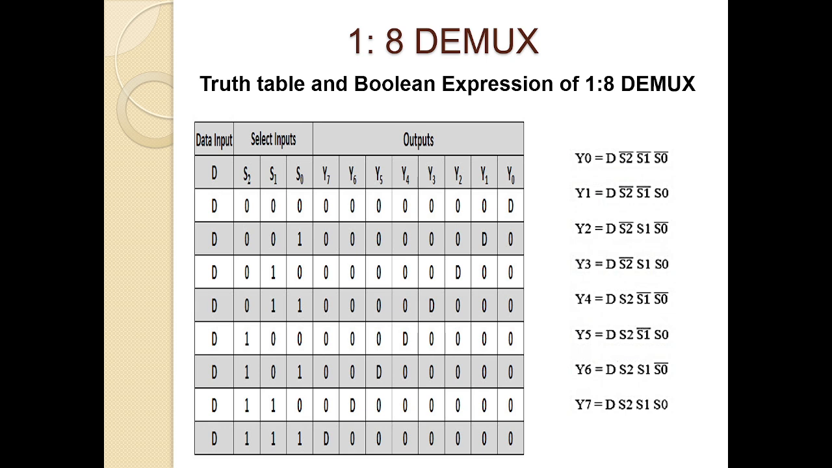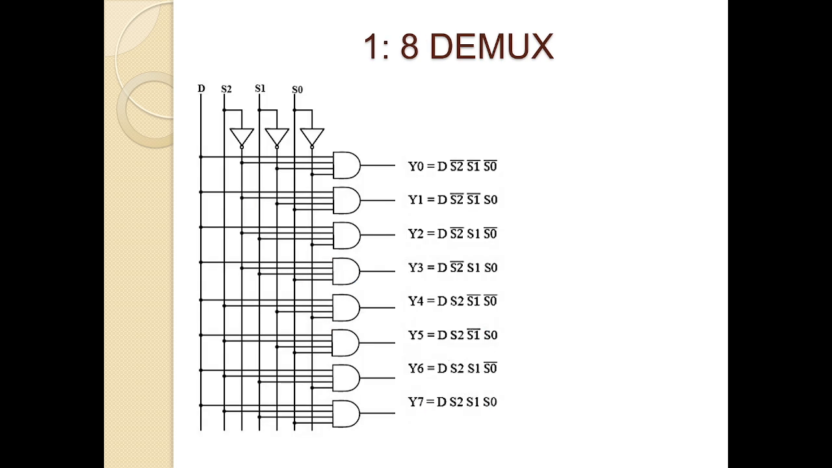So the expression for the output is Y0 equals D S0 bar S1 bar S2 bar. For Y1, D S0 S1 bar S2 bar. For Y7, D S0 S1 S2. So likewise we can design for 1:16 demultiplexer.